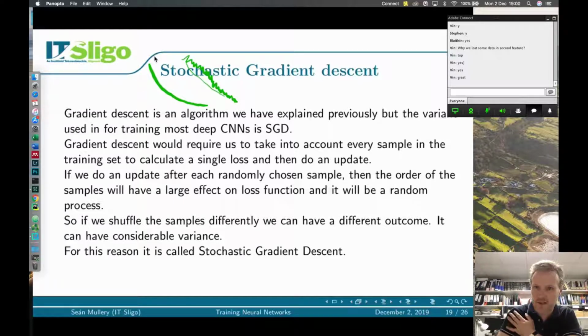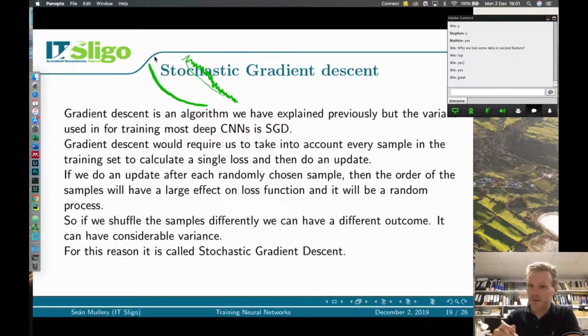Okay, but we will see a lot of jumpiness in our loss, so it will go up and down from time to time, and that's because the next set might cause a bigger loss than the previous set, and so on. So if we do an update after each randomly chosen sample, so let's say for example we did an update after every individual image that's put through, then the order of the samples will have a large effect on the loss, because obviously the first sample that it sees is going to have a certain loss associated with it.